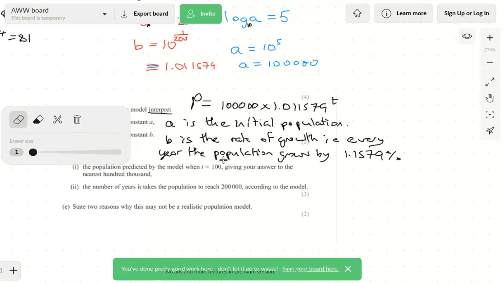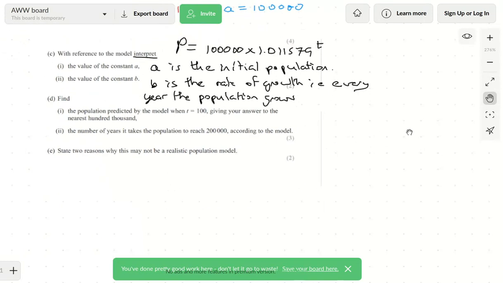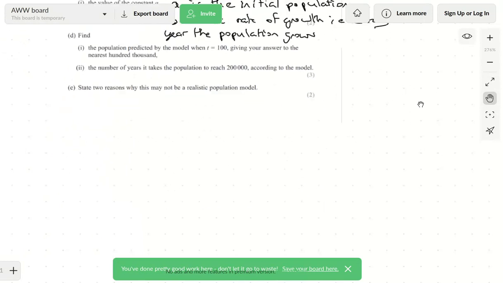These will be quite straightforward, I think. So let's have a look. Oh, I didn't realise that would rub out the question. Okay, let's just go down here. Okay, so let's do part D. Find the population predicted by the model when t is 100. So we've got 100,000 times by 1.011579 to the power of 100, because t is 100. I'm just going to do that on a calculator, obviously. 100,000 times by 1.011579 to the power of 100.